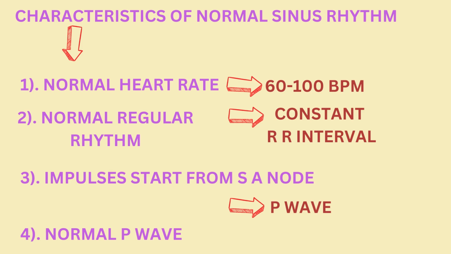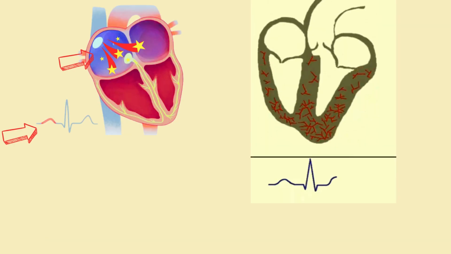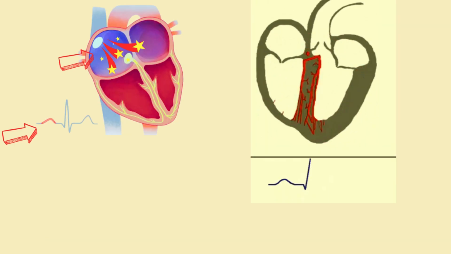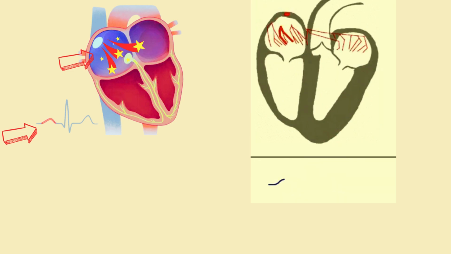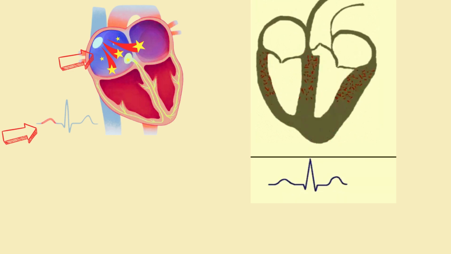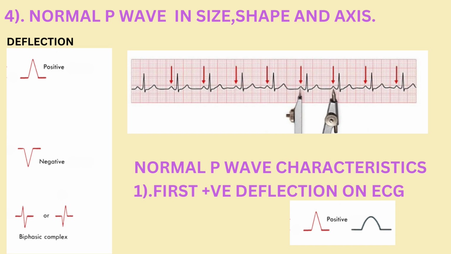We have already discussed what we see on ECG when impulses originate from the SA node and follow the normal conduction system. When the SA node generates impulses and the current travels through the atria, we see the P wave on ECG, right? 4. P wave will be normal in size, shape and axis. Let's discuss this fourth point today.